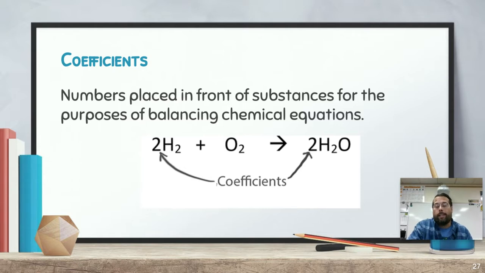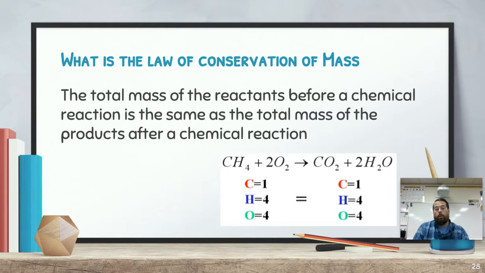If we are balancing chemical equations, like in the simulation, sometimes we had to use coefficients. Remember, we can't break up the formulas. I can't separate this water molecule to make it balance. What I can do is add coefficients to make sure that every atom on the left is accounted for on the right. Everything in my reactants is in my products. And that's what the law of conservation of mass says, that the total mass of the reactants before a chemical reaction is the same as the total mass of the products after a chemical reaction.